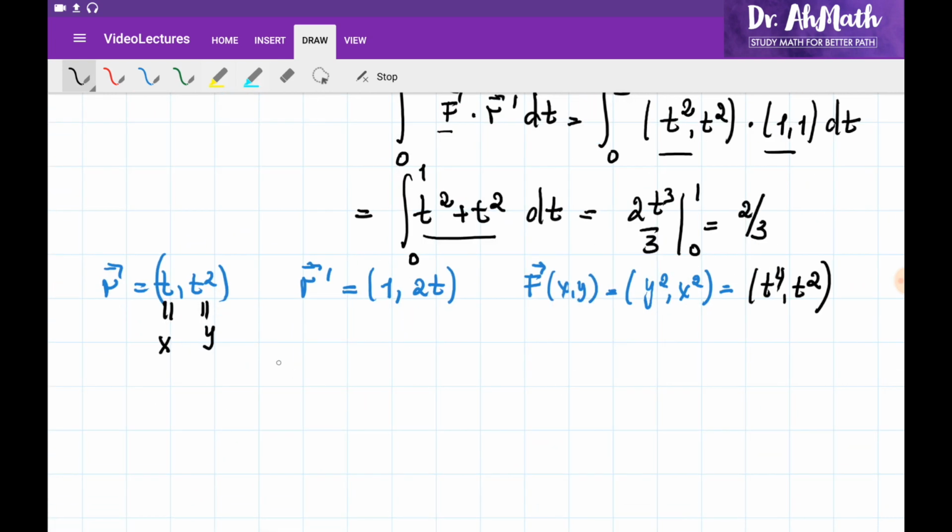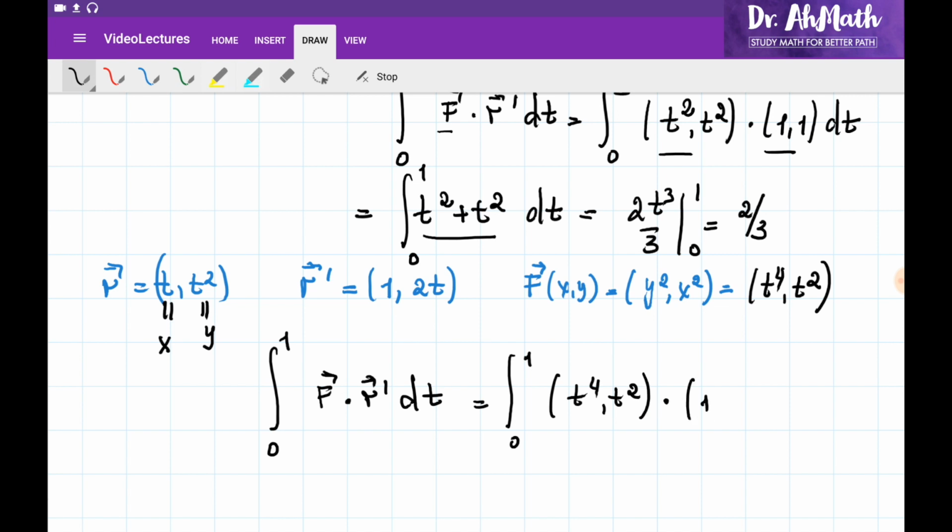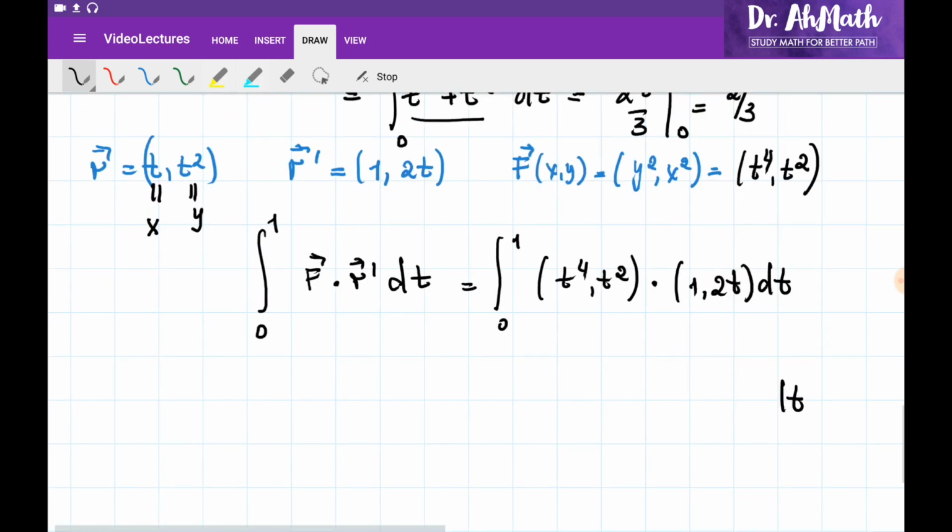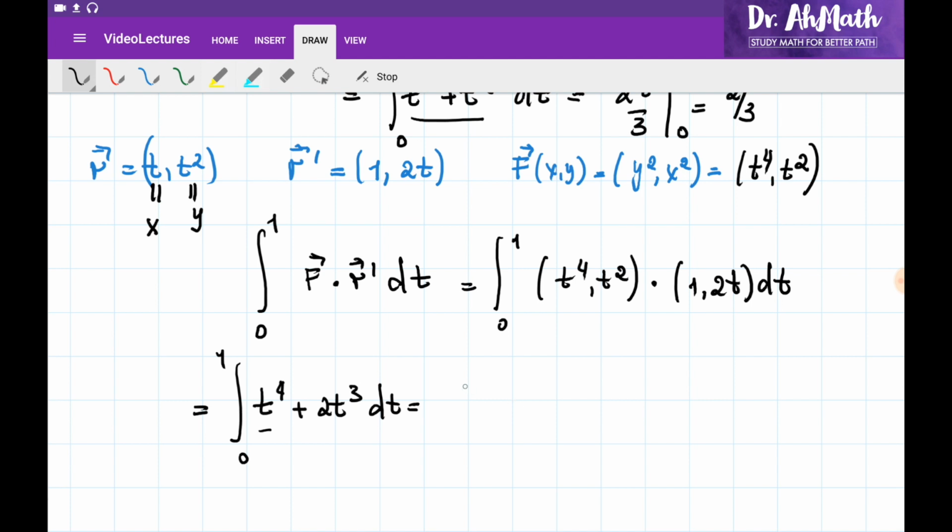Now, in order to evaluate the work, we just need to integrate the force, the vector field, multiplied by r prime as a dot product, and we need to integrate this with respect to t from 0 to 1. So this would be the integration from 0 to 1 of the vector t to the 4 and t squared, dotted with 1 and 2t. So if we multiply these two vectors as a dot product, it would be t to the power of 4 plus 2t to the power of 3, and we need to integrate this from 0 to 1 with respect to t. So the antiderivative of this would be t to the 5 over 5, and the antiderivative of the second one would be 2t to the 4 over 4.